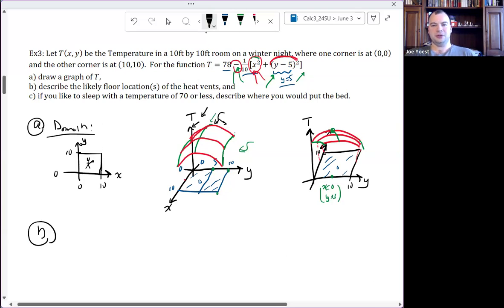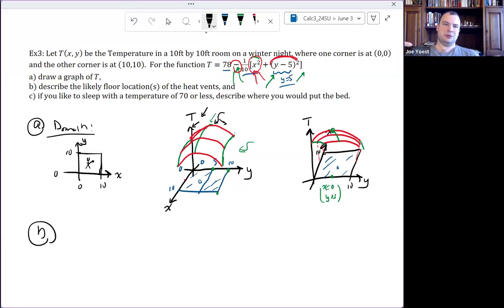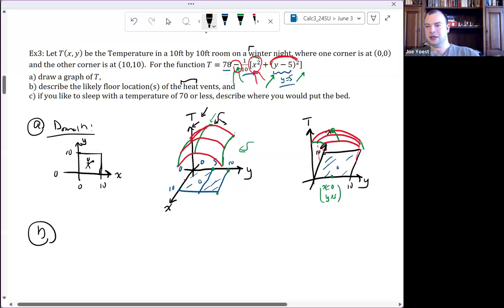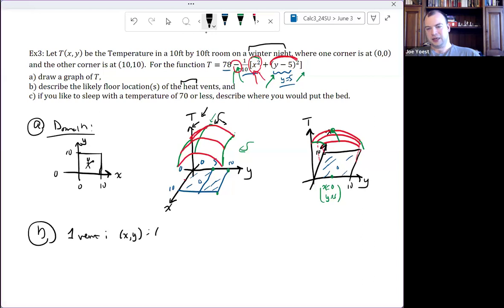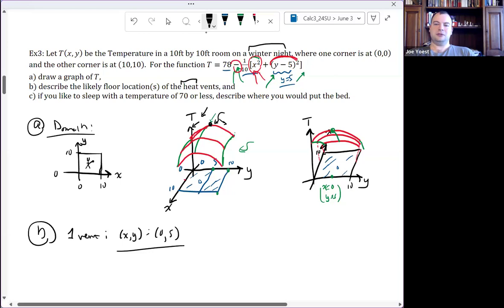Okay, so if we had to guess where the heat vent or vents are located, where might we guess? Well, I see that there's one very clear maximum, and the temperature decreases everywhere. The vents are giving out heat, and it's a winter night, so the room kind of wants to tend toward being cold. So we see that one vent is pretty clearly at xy equals 0, 5 at this kind of single point of maximum temperature here.